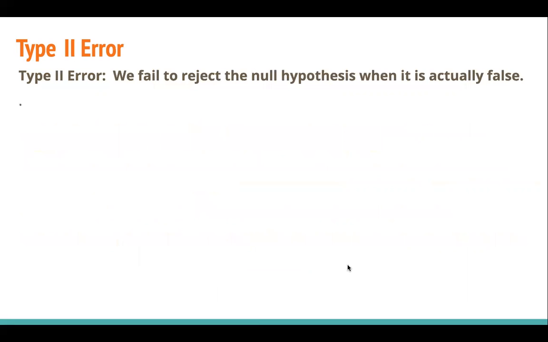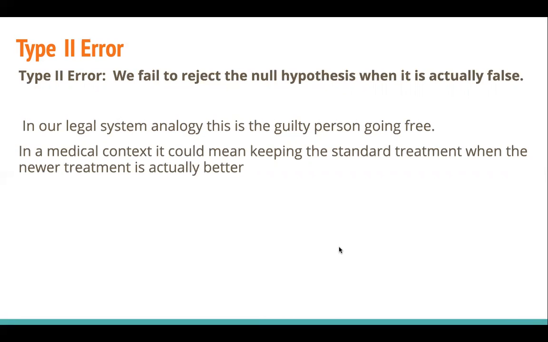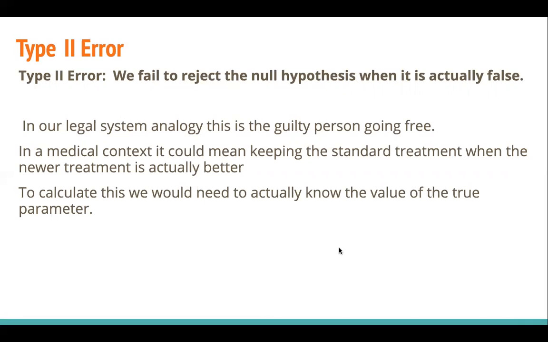For type 2 errors, we fail to reject the null hypothesis when it is actually false. In our legal system analogy, this is that guilty person going free. This is also not a good scenario. It's usually not considered as bad, but again, it's still a matter of balance. In a medical context, this would mean keeping a standard treatment when the newer treatment is actually better.